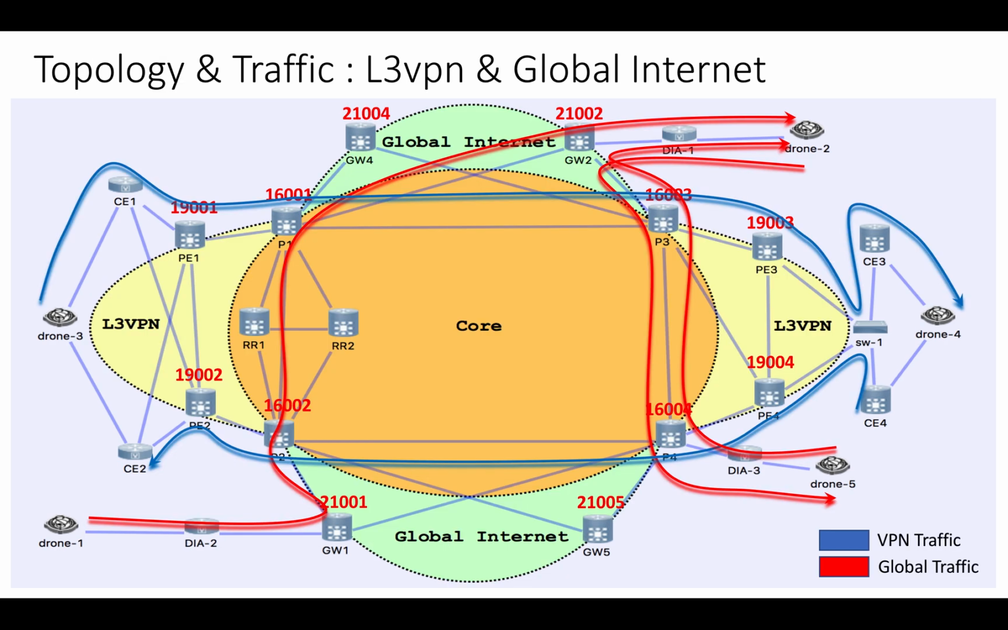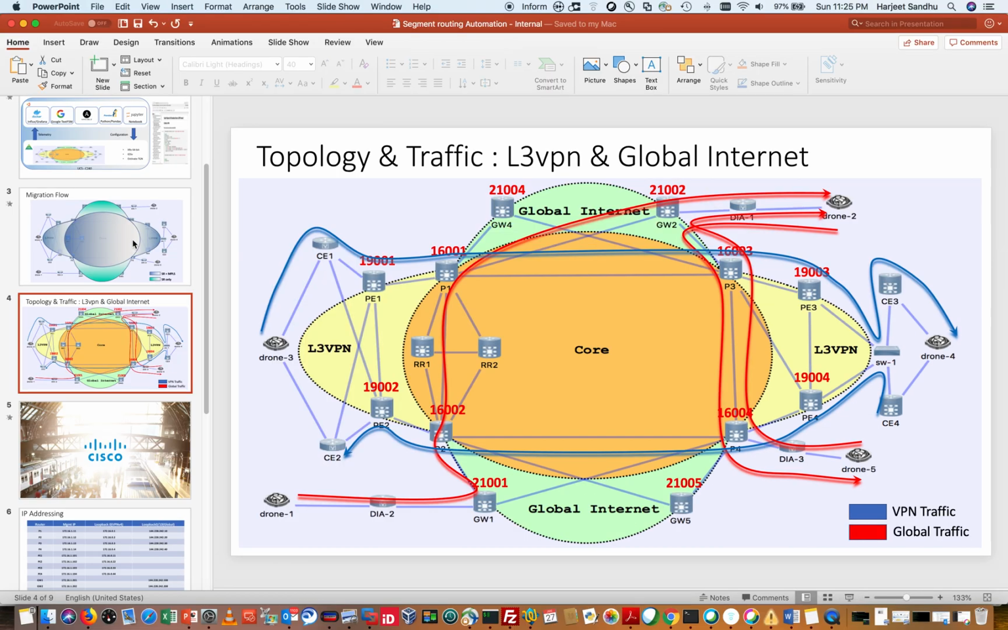Then this is the traffic flow. We have different traffic going through the network. This is on the simulated network which we have used for the demo. L3 VPN is shown in blue, and the global internet traffic is shown in the red flows. So let's quickly jump into the demo itself.